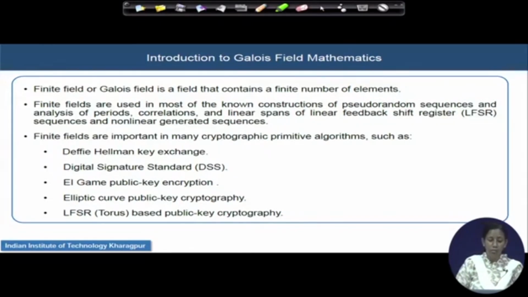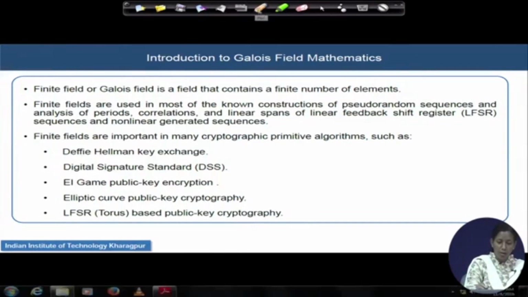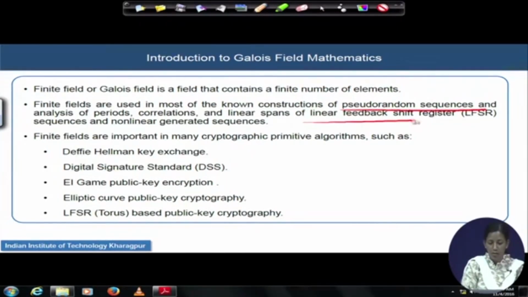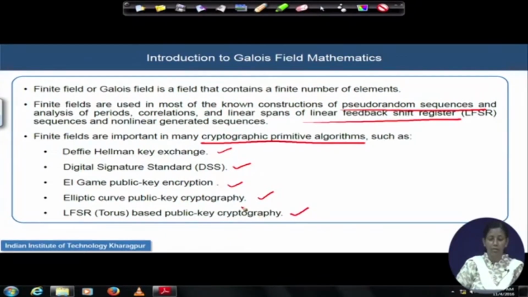So, this is one usage scenario where finite fields are utilized for all these purposes, but it has another important application in devising a lot of cryptographic primitive algorithms. I have given here some examples of those cryptographic algorithms: the Diffie-Hellman key exchange algorithm, the digital signature standard algorithm, ElGamal public key encryption, elliptic curve public key cryptography, and LFSR based public key cryptography. These are some examples where the finite field is a fundamental concept from where we start.